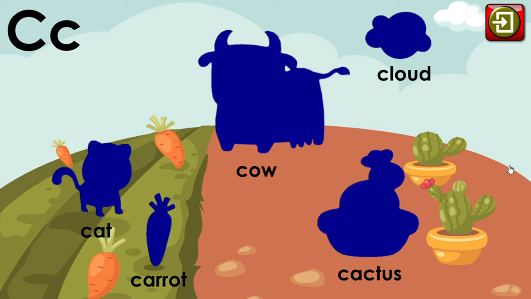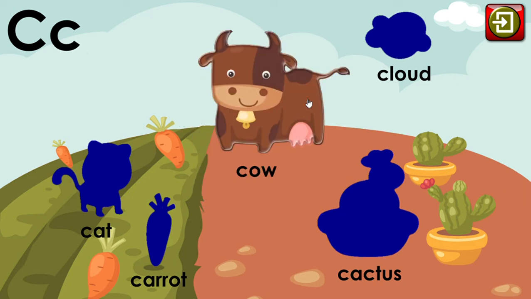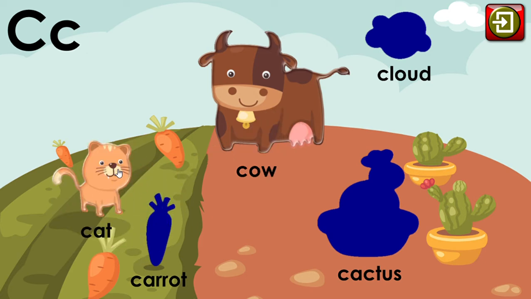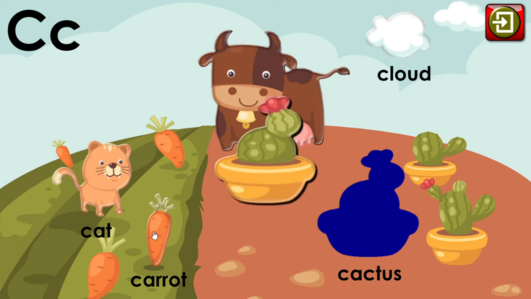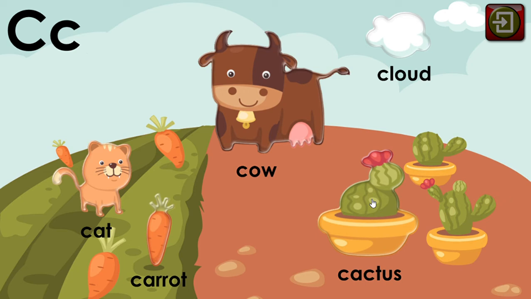Let's find some words that start with the letter C. Cow. Cat. Cloud. Carrot. Cactus. Good job!